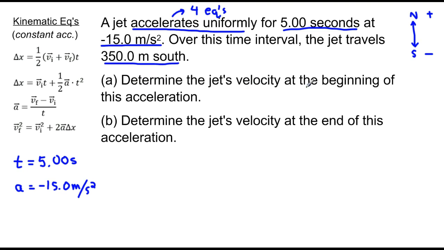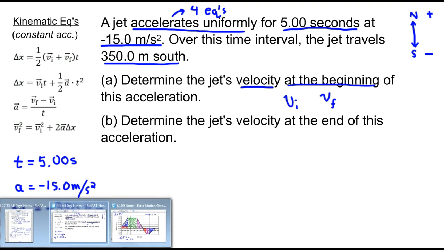Okay, determine the jet's velocity at the beginning of the acceleration. Well, I want velocity, but I have two velocities. There's the initial velocity and the final. So which one is this asking for? At the beginning, oh, that's the initial. So, oops, I forgot to write down this given. My displacement, delta x, is south. Oh, whoops, it's south, so let me make that delta y, because it's south along the y-axis. And it was 350 meters. Let me keep those sig figs. 0.0, I'll add that, keep the sig fig. And south is negative, because it's down.